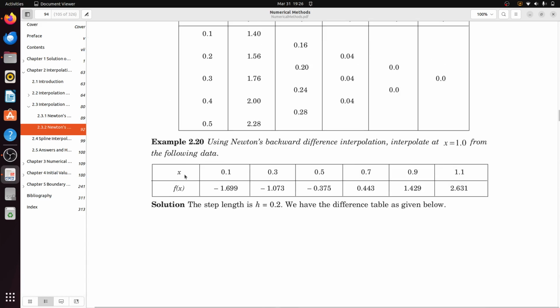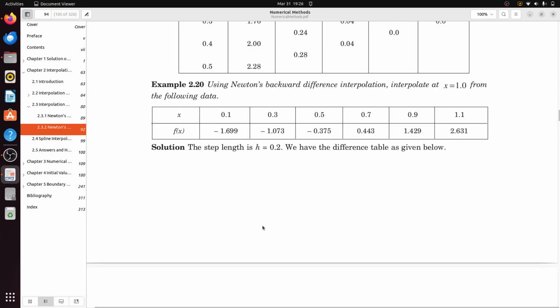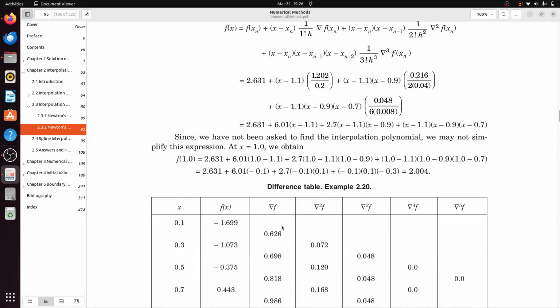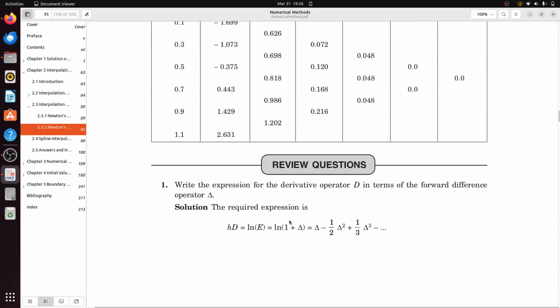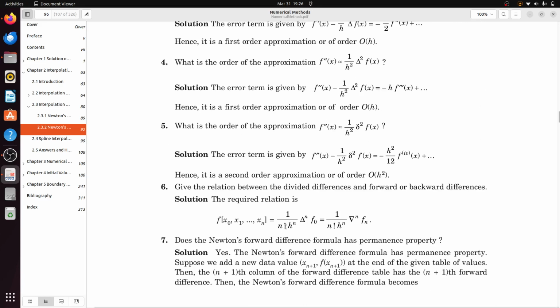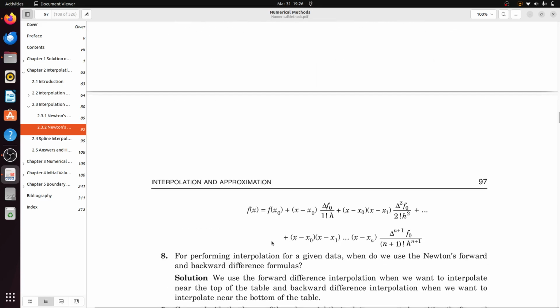So also you can determine this type of complex problem. I will not waste much time on Newton divided difference. I will upload the book and you can solve the problems and see how to determine it. Okay, next.